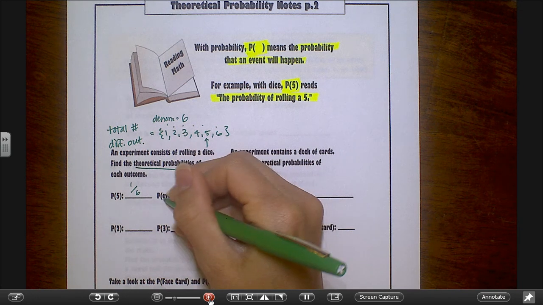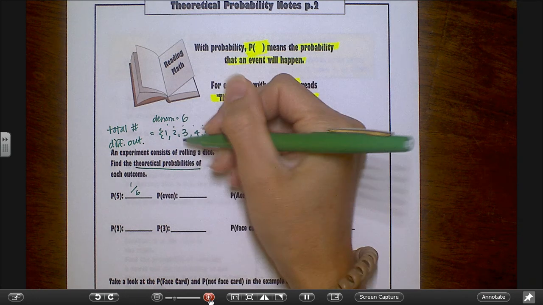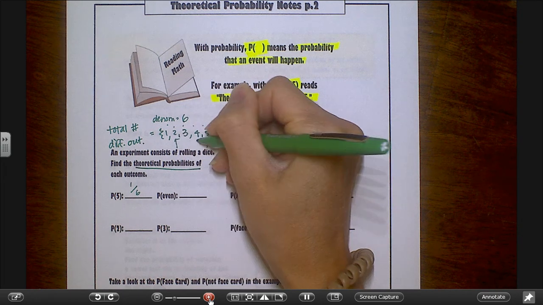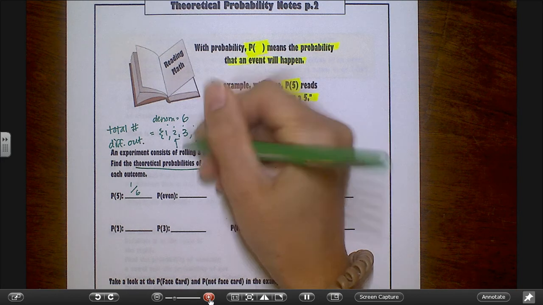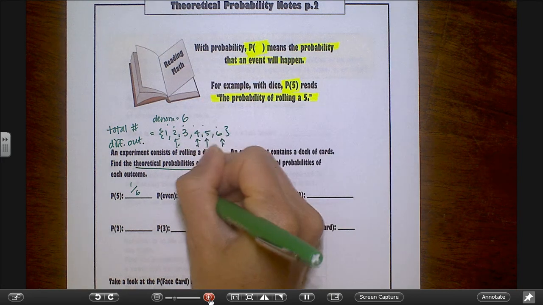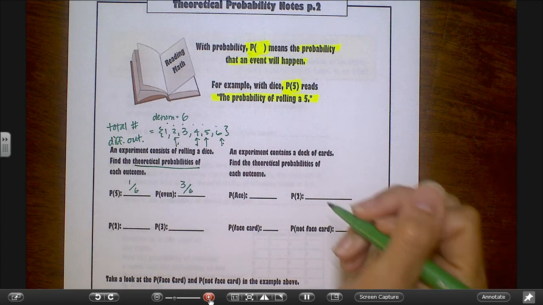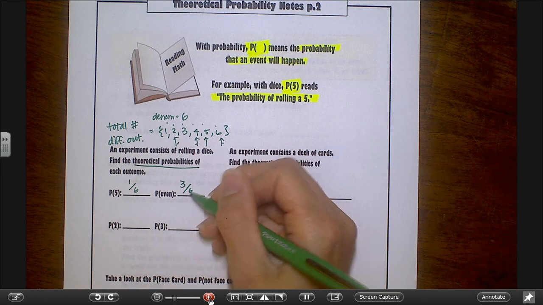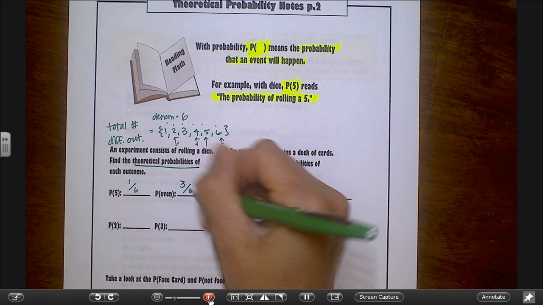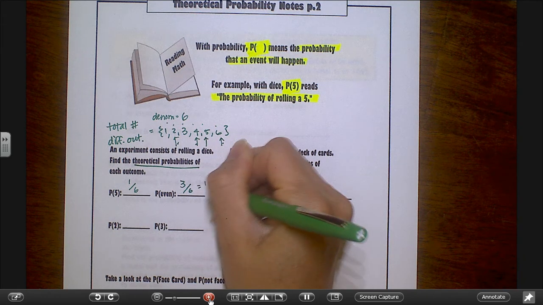The probability of rolling an even number. What are my even numbers? 2, 4, 6. So I have 1, 2, 3 out of 6. And then, like I'm saying, your denominator will start at 6, but it might change because we would want to reduce 3 out of 6 to 1/2.